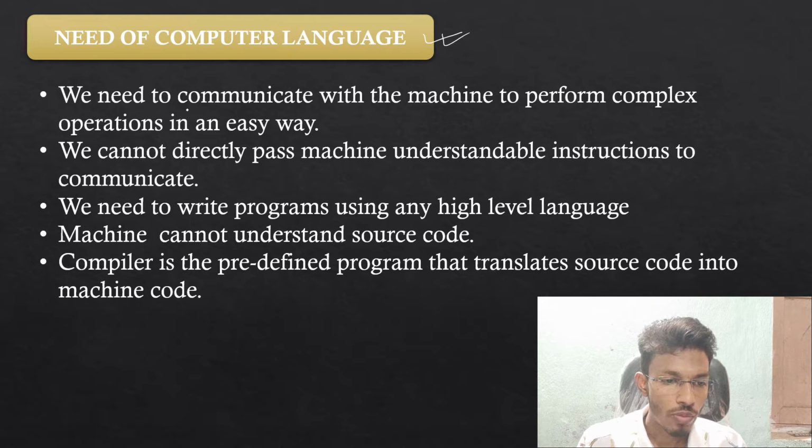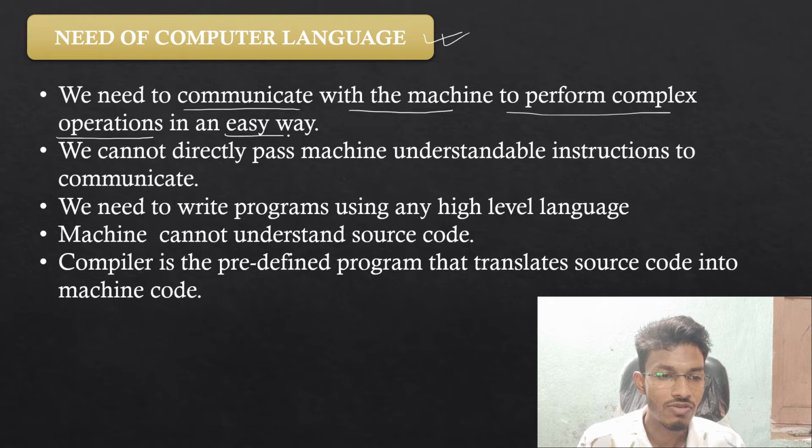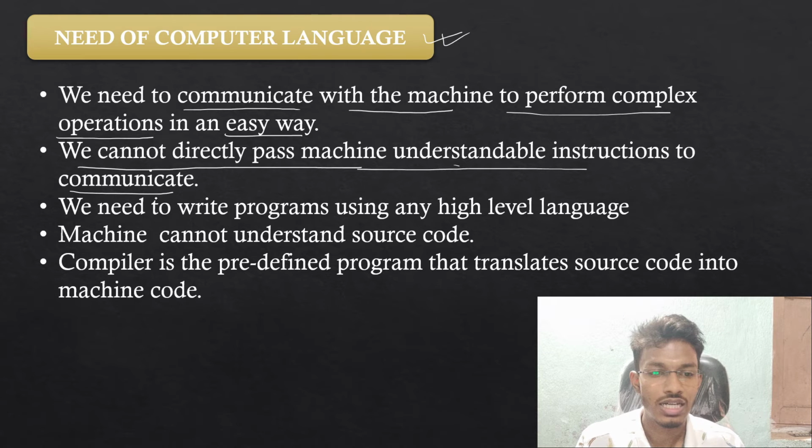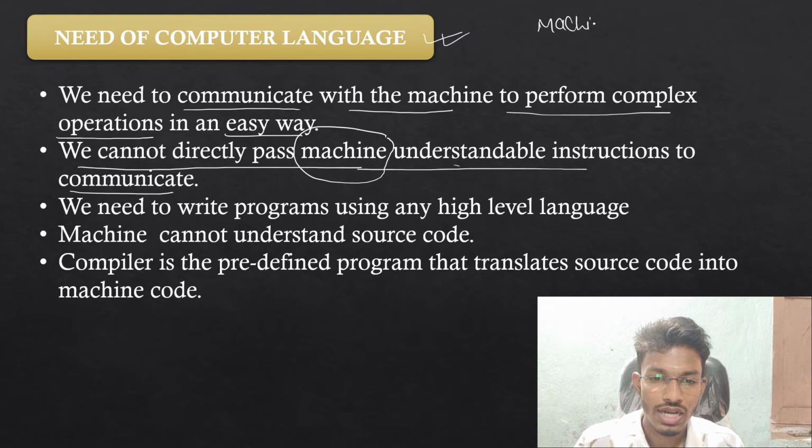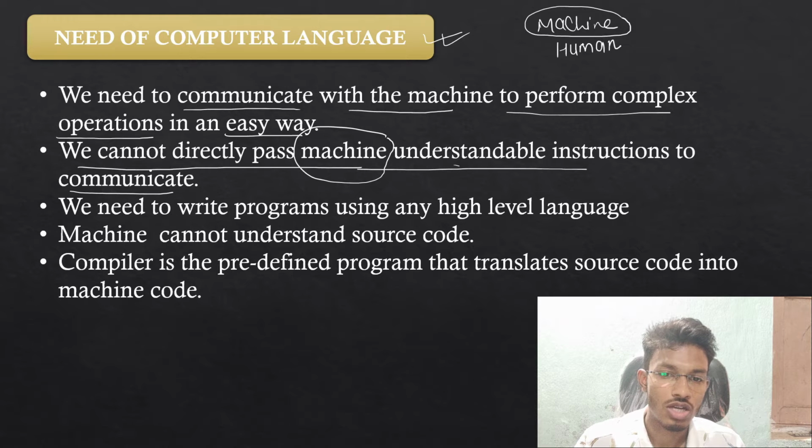If we need to communicate with the machine to perform complex operations in an easy way, we will communicate with the machine. We cannot directly pass machine understandable instructions, we cannot directly interact with the machines. Machines understand a different language, and human beings understand a different language. So we cannot directly pass machine understandable instructions to communicate.